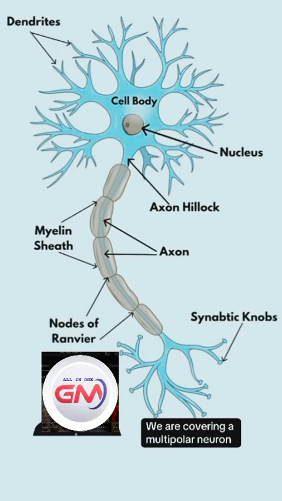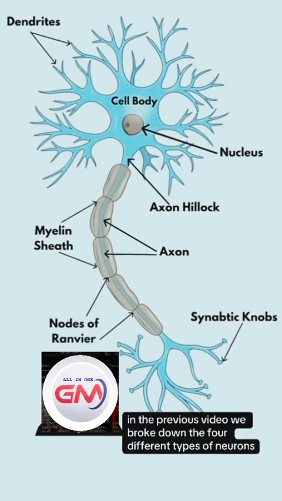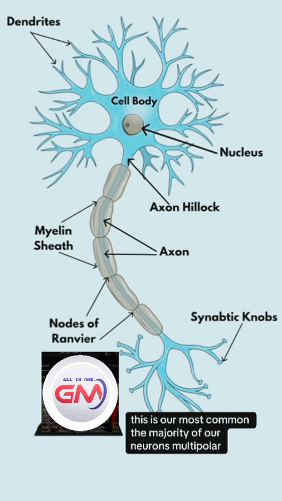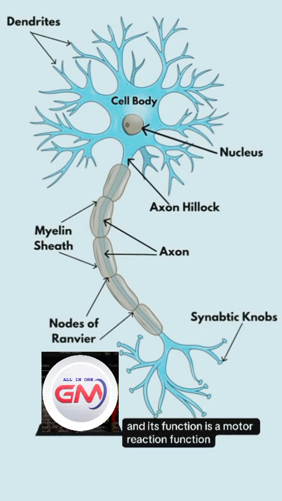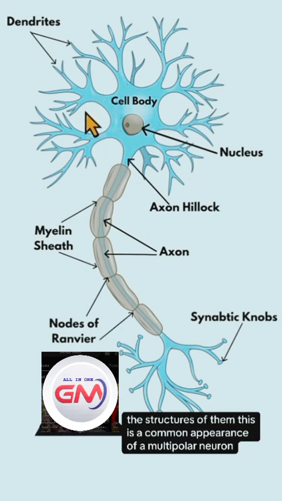We're covering a multipolar neuron. In the previous video, we broke down the 4 different types of neurons. This is our most common, the majority of our neurons, multipolar, and its function is a motor or reaction function. It's a motor function neuron. And we're just going to describe the structures of them. This is a common appearance of a multipolar neuron.